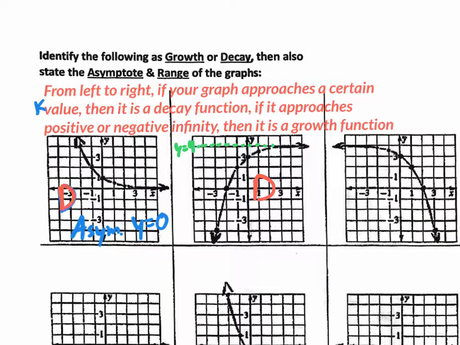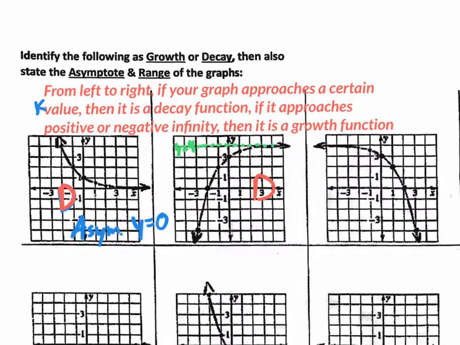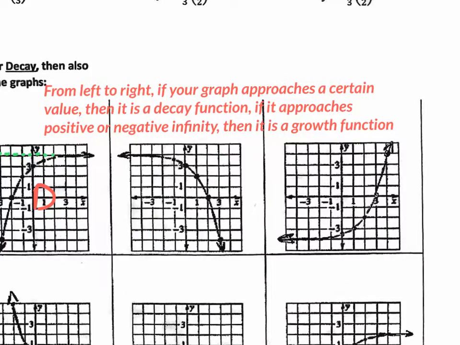So this first one was a decay. The second one's a decay. How about the third one? So this one's definitely from left to right, growing in a negative direction. So that one's growth. And your asymptote is what? Y equals 4. That's your asymptote. So you should be able to go through all of these and state whether it's growth or decay, and then state the asymptote.